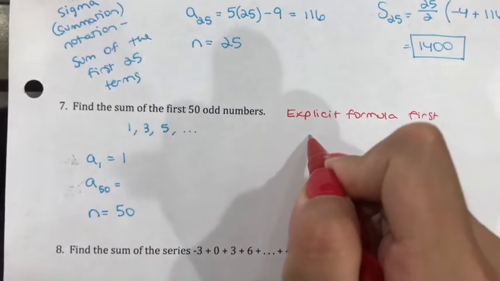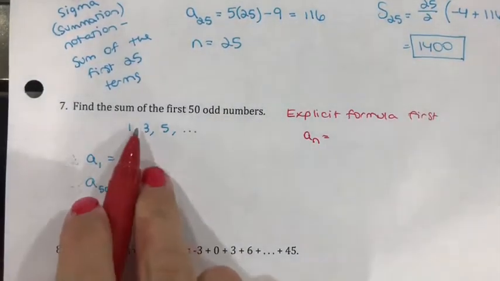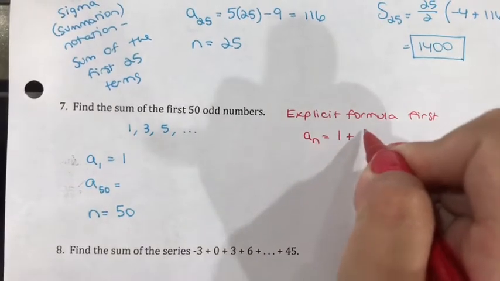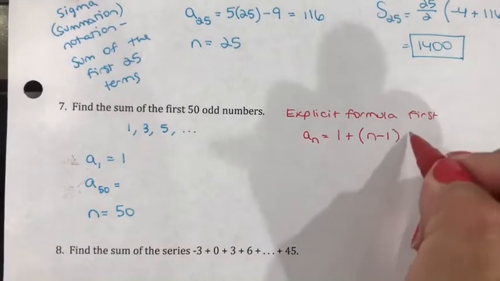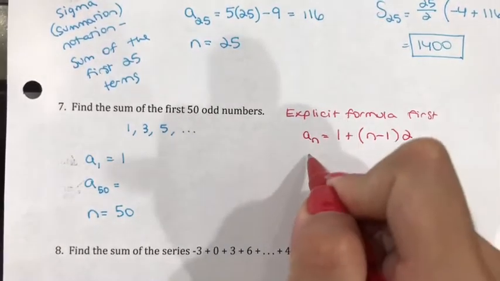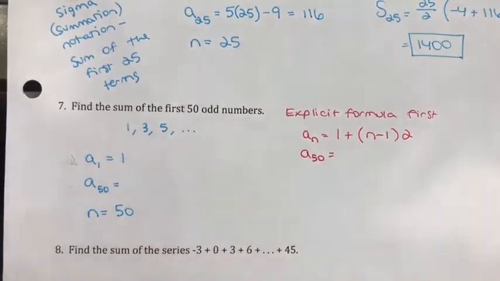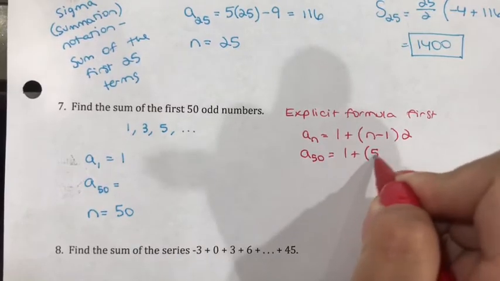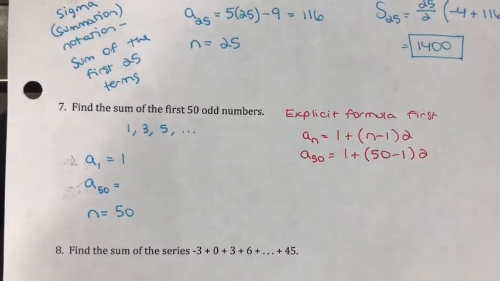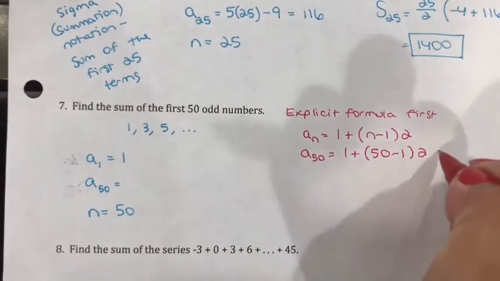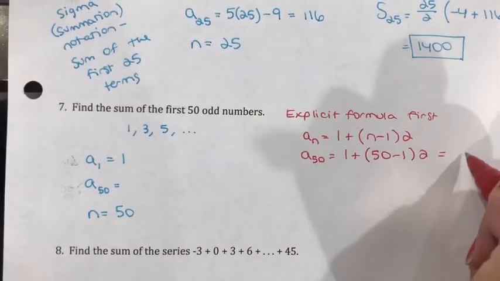So let's do that. So my first term is 1 plus n minus 1 times the common difference, which is 2. So if I'm looking for the 50th term, plugging this into my calculator gives me 99.